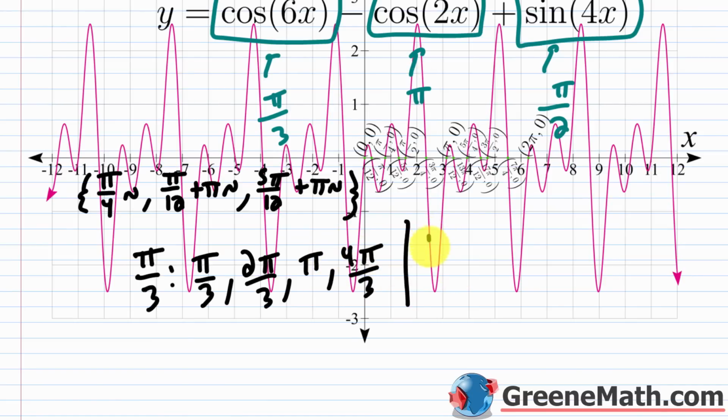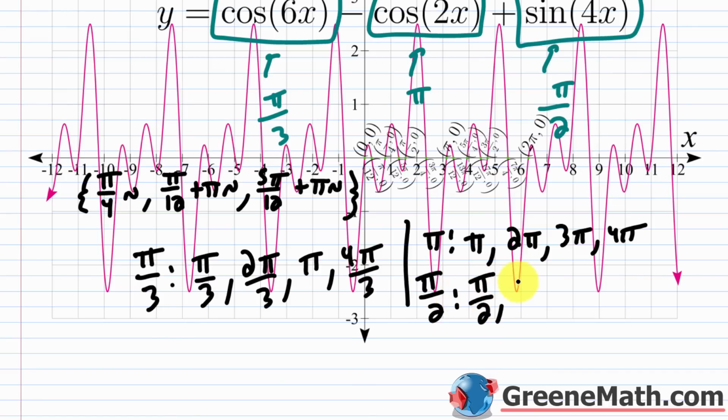For this one, if it's pi, well, that's real easy. Multiply by 1, you get pi, then 2 pi, then 3 pi. Let's stop at 4 pi. Then for the other one, you have pi over 2. So let's go times 1, it's pi over 2. Times 2, it's 2 pi over 2, which of course is going to just be pi. And then times 3, it's 3 pi over 2. Times 4, it's going to be 2 pi. And you could stop there.